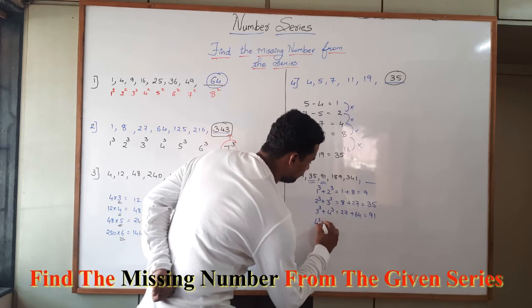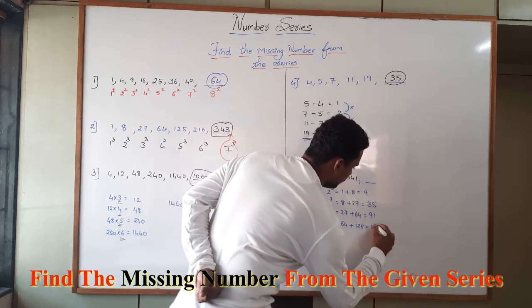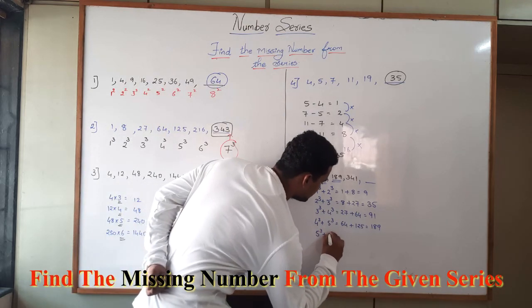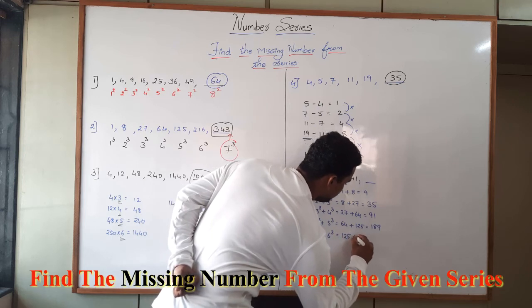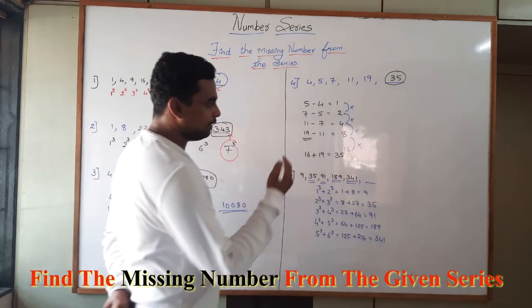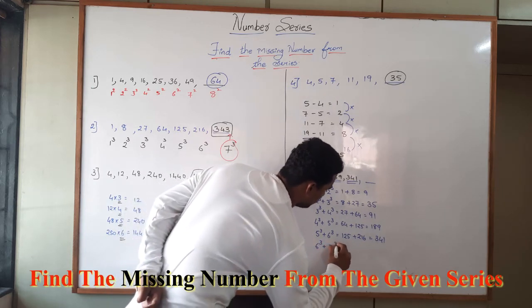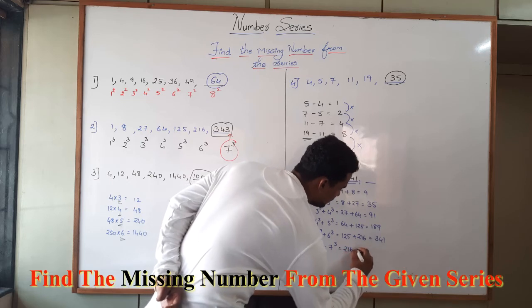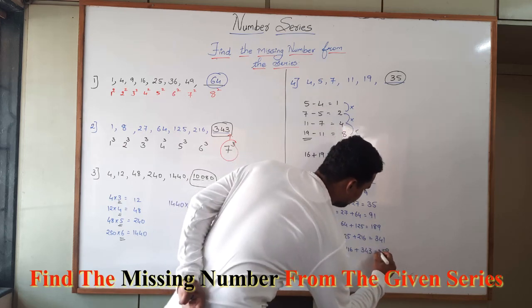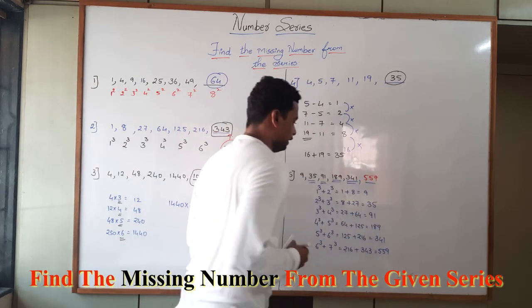Moving ahead, 4 cube plus 5 cube, which is 64 plus 125, which will give me 189, the next number of the series. Similarly, 5 cube plus 6 cube, I will get 125 plus 216, which will give me 341, the next number. And finally, if I have to find the further number in the series, I will have to write 6 cube plus 7 cube. So 6 cube is 216, 7 cube is 343, and if I add it, I will get 559. The next number in the series will be 559.